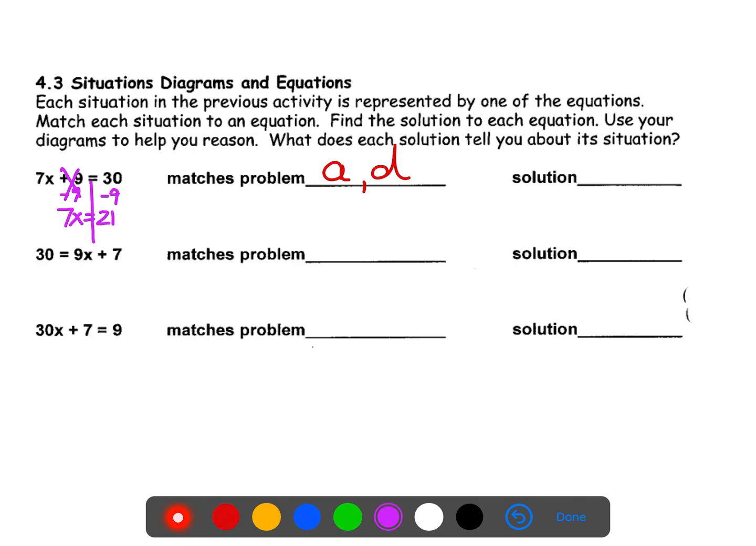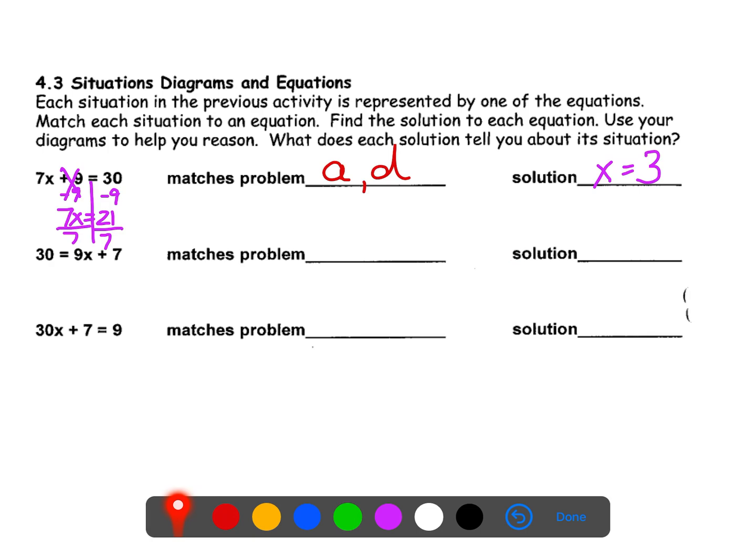Okay, now all we have to do is take that remaining total and divide it into the 7 groups, into the 7 x's equally. So we'll divide by 7, and our solution is going to be that 1x equals 3. Now, would you please look back at your diagrams for A through E, find the ones that match this equation, 30 = 9x + 7, write them down and then solve it.